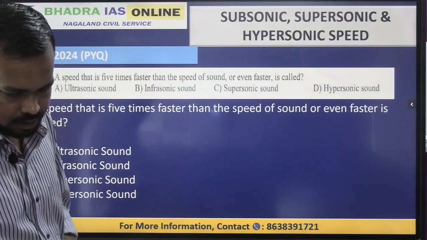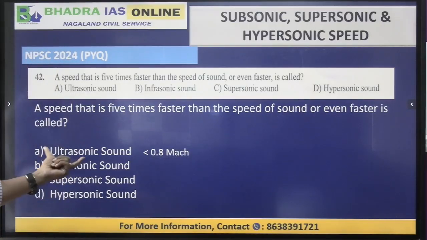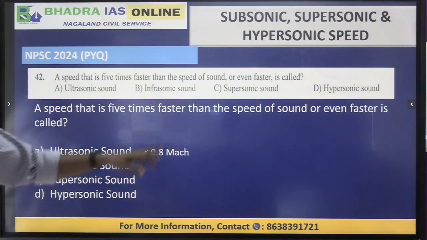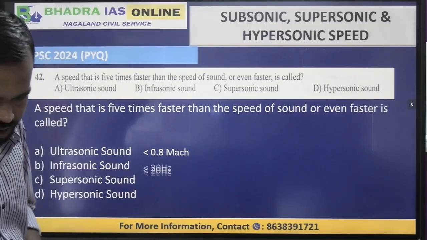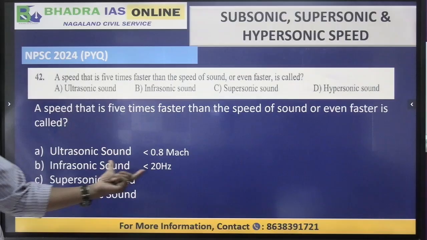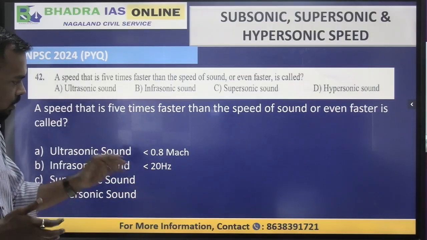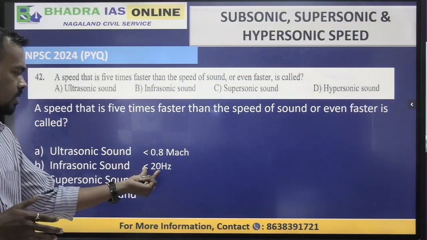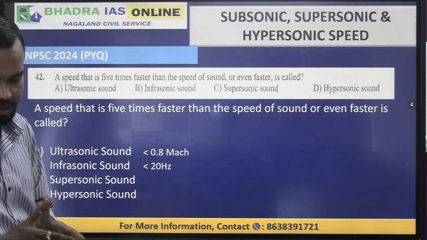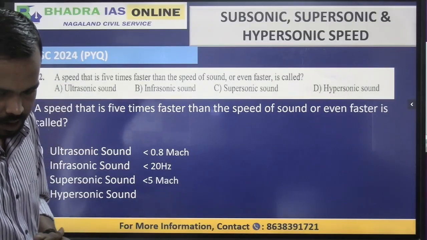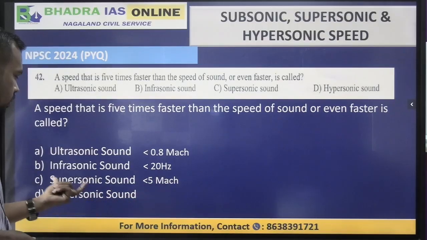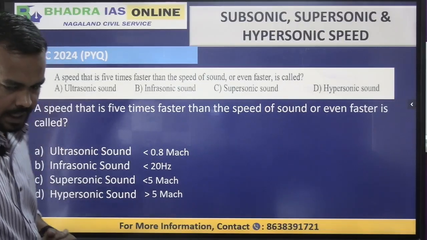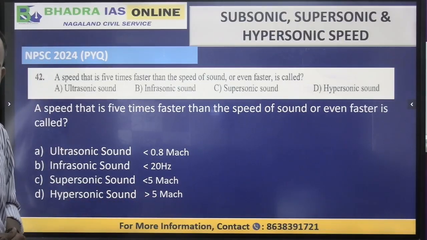Let's analyze this. Ultrasonic sound, just now we have seen that it is less than 0.8 Mach, but the question is asking for 5 times, that is Mach 5. Infrasonic sound is basically the sound that is below human capacity; the minimum human capacity is 20 Hertz, so sound below 20 Hertz is known as infrasonic sound. Supersonic sound is from Mach 1 to Mach 5, that is below 5 Mach, and hypersonic sound is greater than Mach 5.